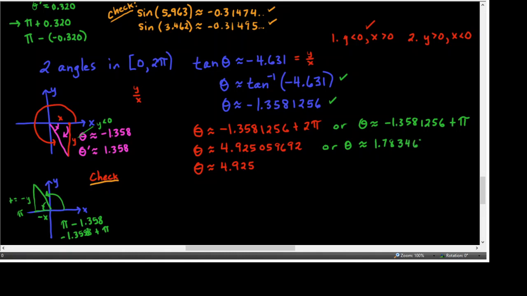And so what you should see in your calculator at this stage is 1.783467. Extra digits because I want you to make sure you're getting all of those digits right, and then rounding to 3 decimal places, so 1.783. And then, of course, you can check. Tangent of that answer should be very close to negative 4.631. And tangent of 4.925 should be very close to negative 4.631. And if it's not, then we need to go back and figure out what we did wrong.